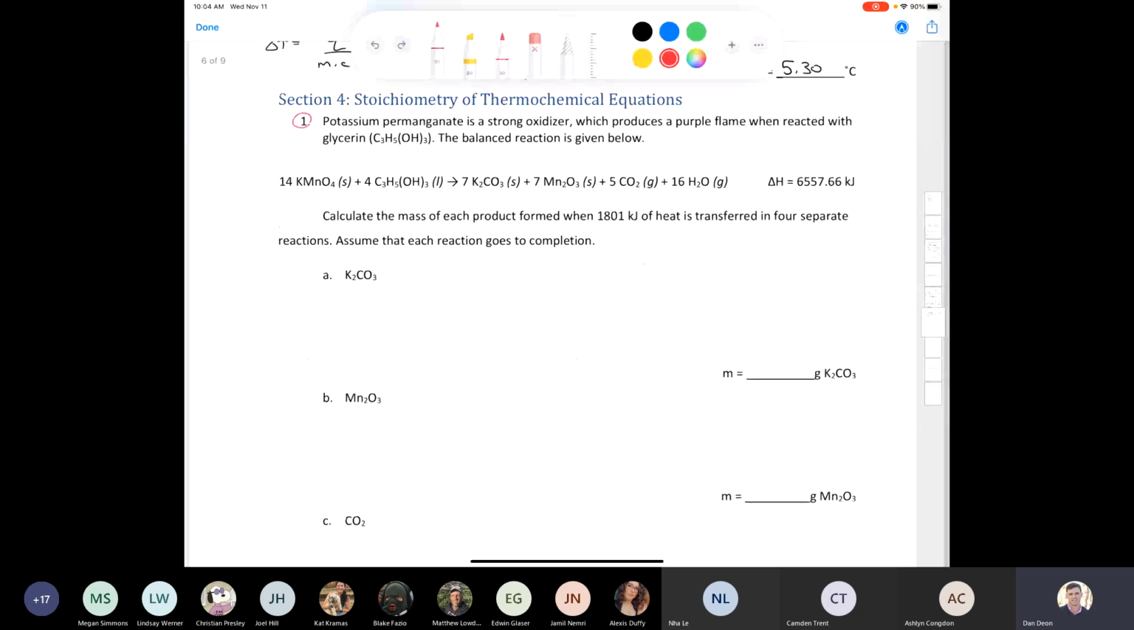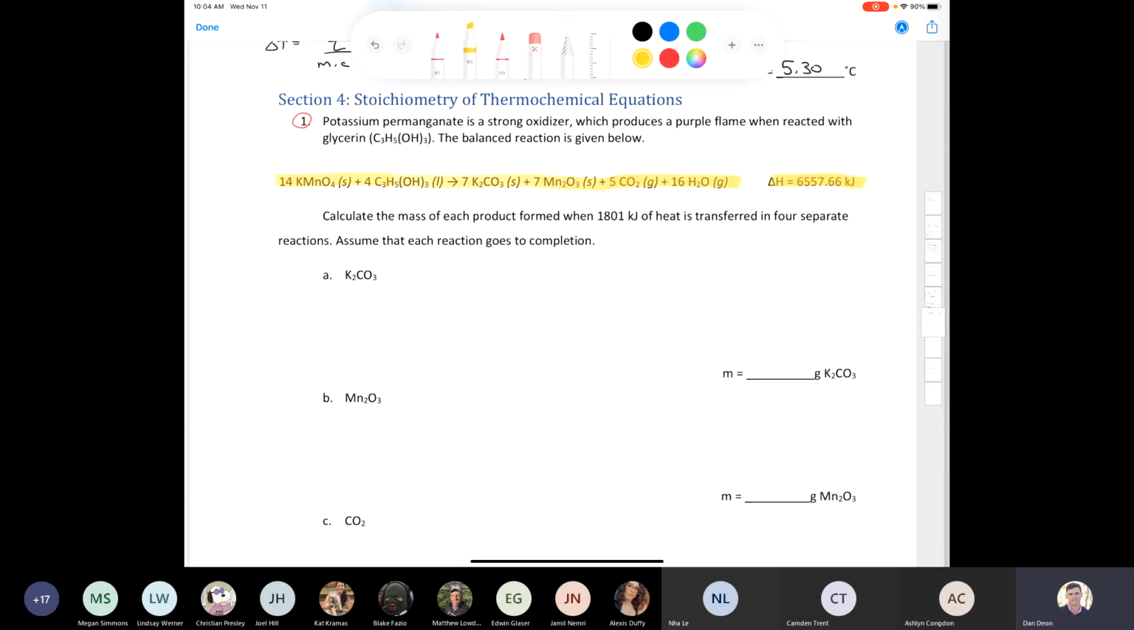Potassium permanganate is a strong oxidizer, which produces a purple flame when reacted with glycerin. The balanced reaction is shown below. So we get a beautiful balanced equation: 14 moles of potassium permanganate plus 4 moles of glycerin gives you 7 moles of potassium carbonate, 7 moles of manganese(III) oxide, 5 moles of carbon dioxide, and 16 moles of water.